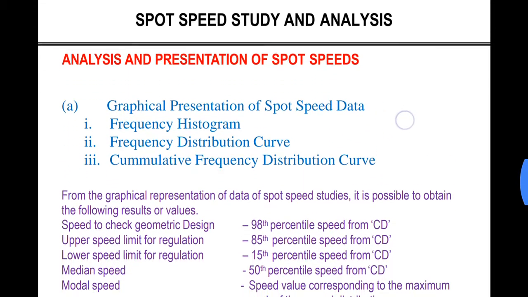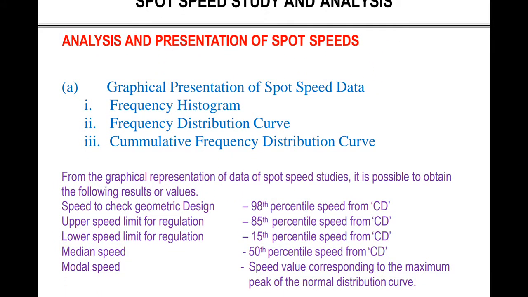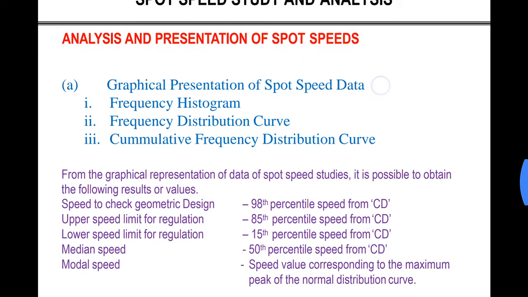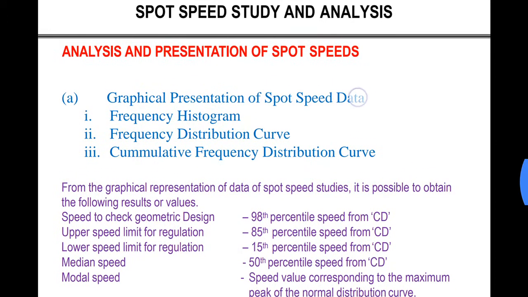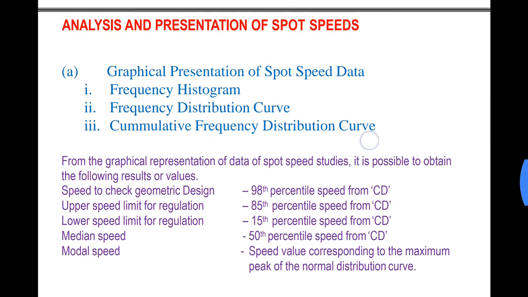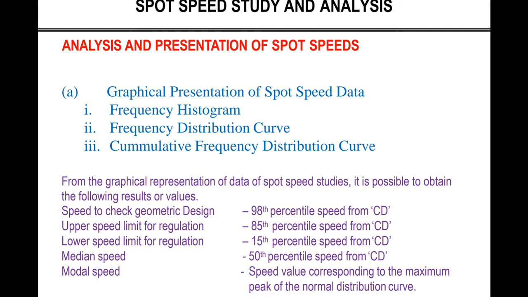We'll now move to the next topic, that is analysis and the presentation of the spot speeds. So till now we have discussed the methods to gather data regarding the spot speeds. Now we'll have a look at the presentation of these spot speeds. The different types include graphical presentation of spot speed data, under which we have frequency histogram, frequency distribution curve, and cumulative frequency distribution curve. So using these three types of graphs, we represent the spot speeds.